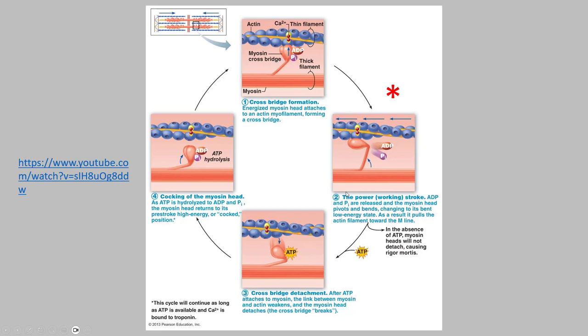But this doesn't really happen just once. Just once, this is that twitch that we talked about in lab. This, in reality, goes on a lot, and the fact that it happens a lot means we do get noticeable shortening of the muscle. So let's watch another video to see the actual contraction part.